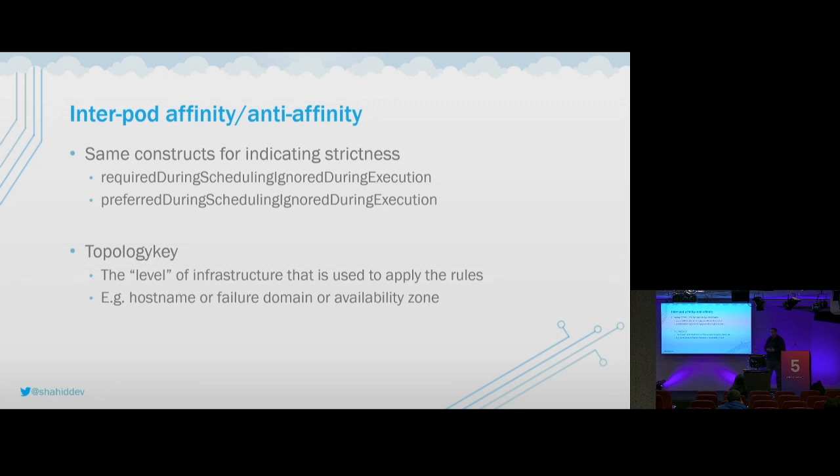So typically you might apply it to host name. So you're saying, I don't want these pods on the same machine. But you can just as well specify availability zones or racks or fault domains. It doesn't have to be down to a single machine. What you're doing is you're separating out across different zones. That label, as I'll show you in a second, is actually on the node itself.